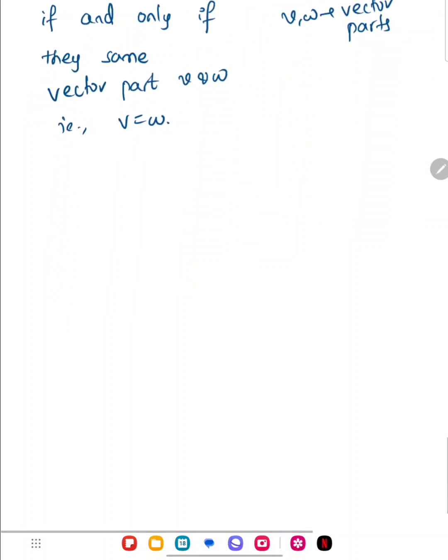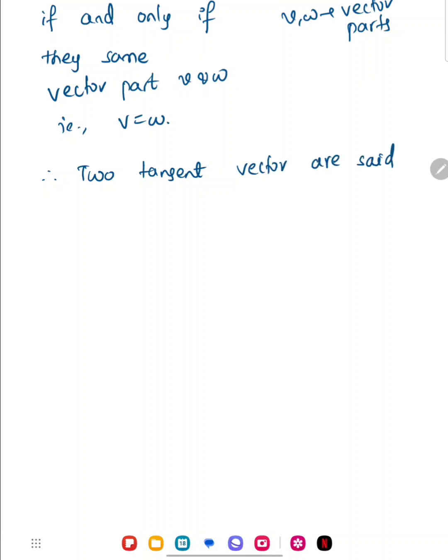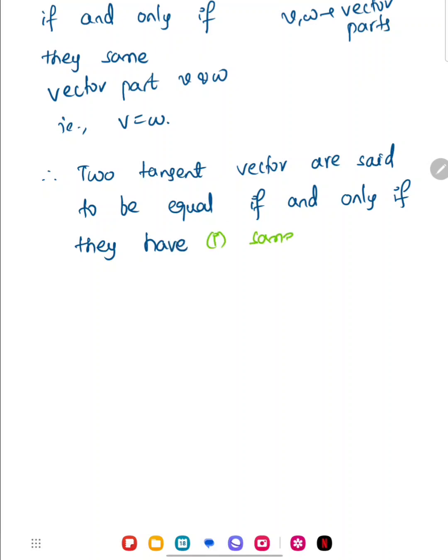Already we have taken the point of application as P only, therefore two tangent vectors are said to be equal if and only if they have the same point of application and the same vector parts, or equal vector parts.